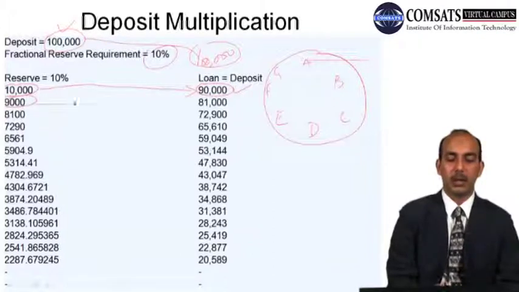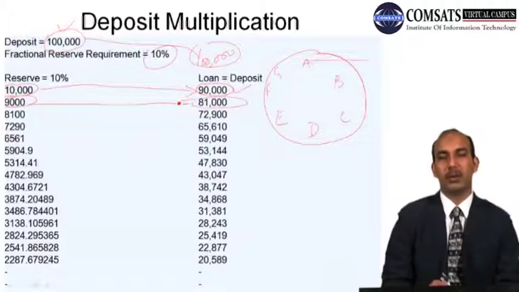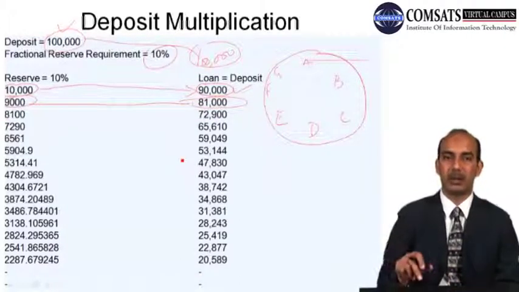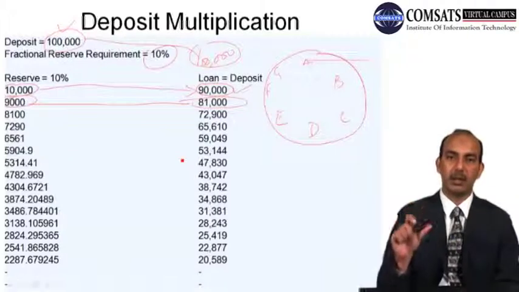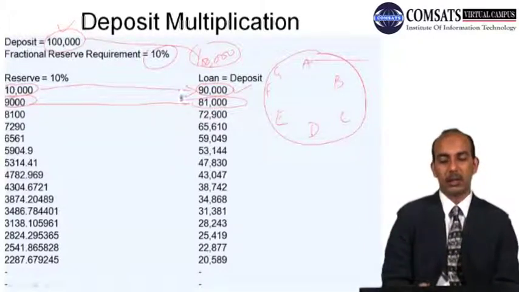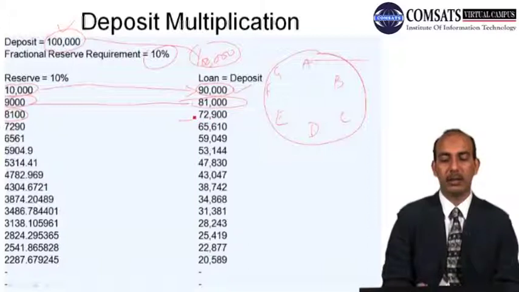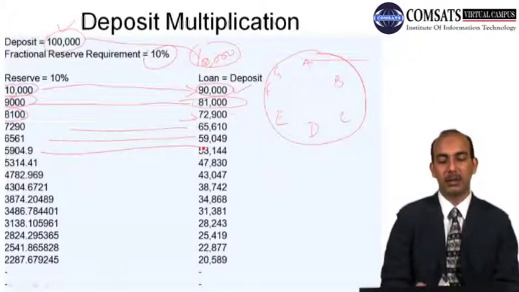So then the remaining 81,000 can be forwarded as a loan. Then that 81,000 becomes the deposit of that borrower. The borrower can deposit that 81,000 in the same bank, or take it to any other bank, but it will remain in the banking system. Then again 10% will be kept as a reserve, and the remaining 72,900 will be forwarded as a loan. So this practice continues. 10% will be kept and the remaining amount is forwarded as a loan.